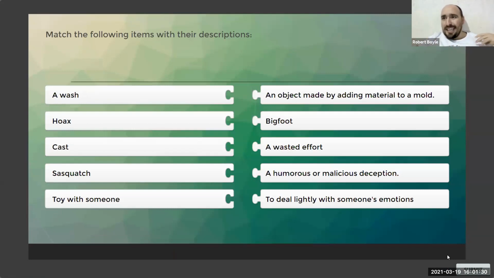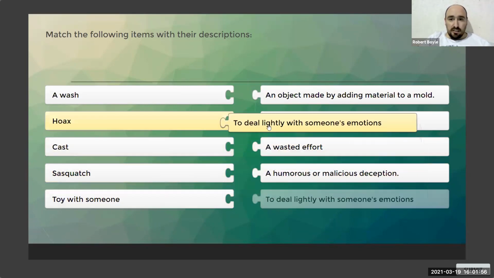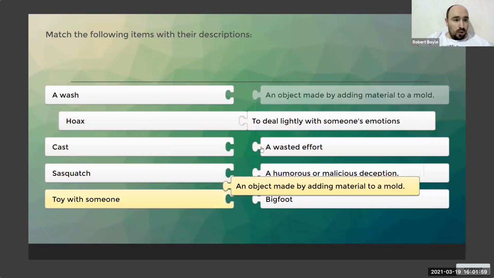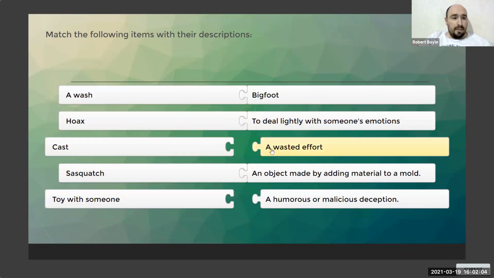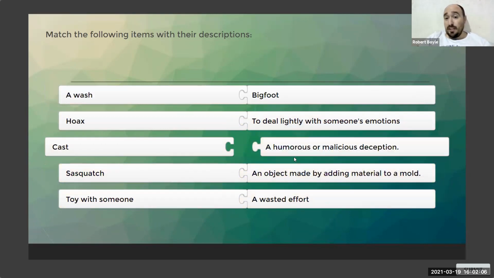We understand that maybe they haven't delved deeply into the asynchronous work. So what we're going to do is grab some of that work and maybe refresh it, but let's do it interactively. So we're going to do a matching activity. We're going to say hoax is to deal lightly with someone's emotions. A wash is Sasquatch. Bigfoot is a wash. To toy with someone is a wasted effort. I'm really terrible at this.